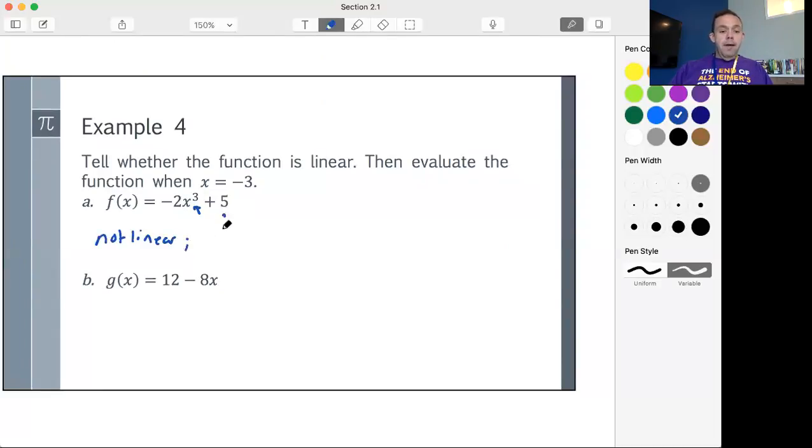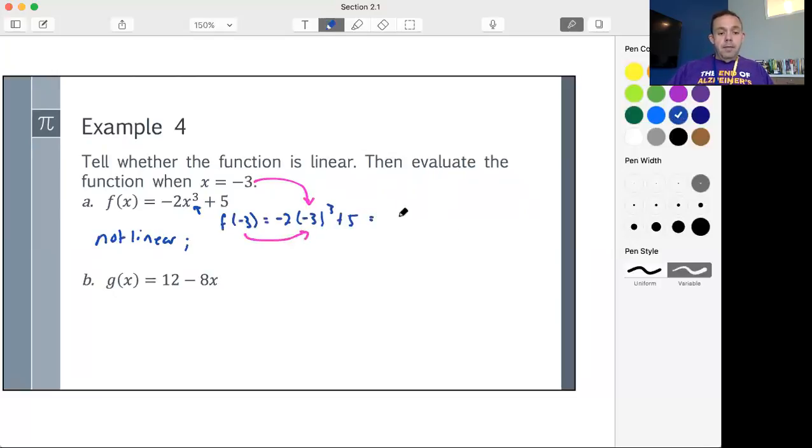Now I'm going to evaluate f(-3). So f of -3 equals -2 times (-3) cubed plus 5. Notice I just substitute in -3 wherever I see an x. That's what this notation means: the number inside the parentheses is what I substitute in everywhere I see an x.